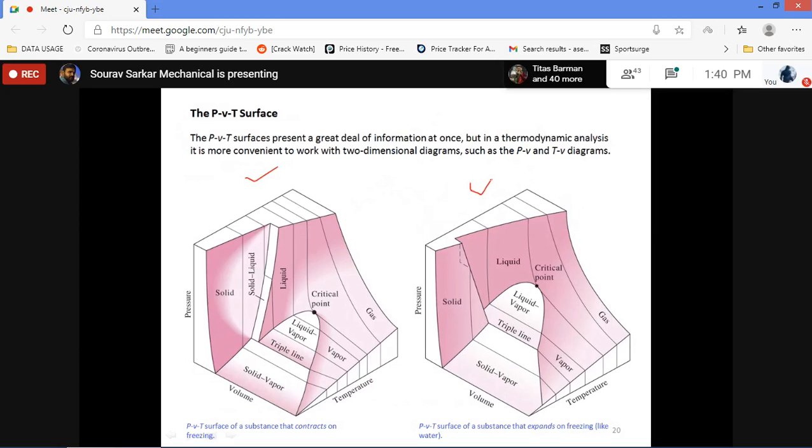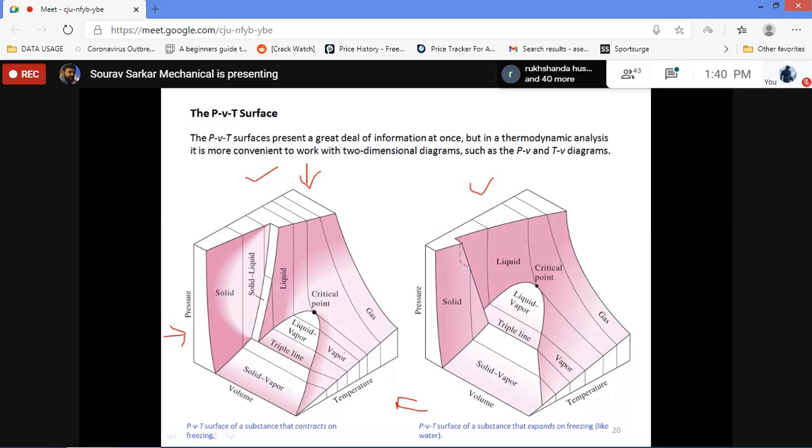The surfaces will look like this. If you look from the top direction, you will find what? Temperature and volume. If you look from the side, you will find pressure and volume. If we look from this side, you will find pressure and temperature. So these surfaces are a common question in the examination. You can create these surfaces using clay.